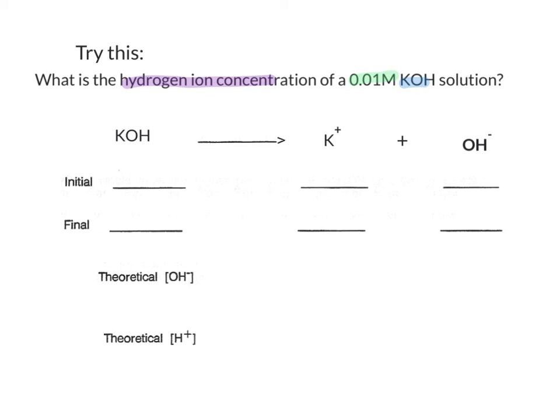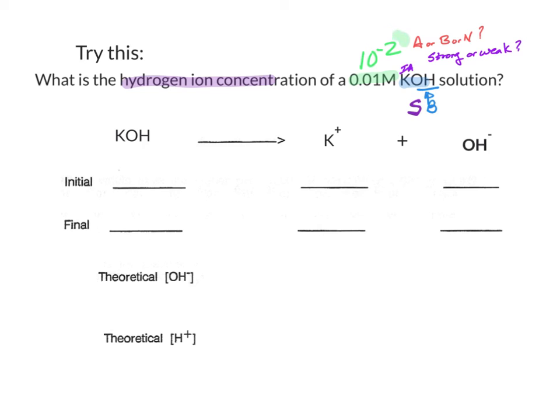So the first step, identify this as an acid, a base, or a neutral. We see that it ends with OH, so we know that this is a base. Starts with a metal. The metal is potassium. It is a group 1. Tells us it's a strong base. And then we look at the number that we have, and we have 0.01 molar, which can be written in exponential form as 10 to the negative 2 molar.